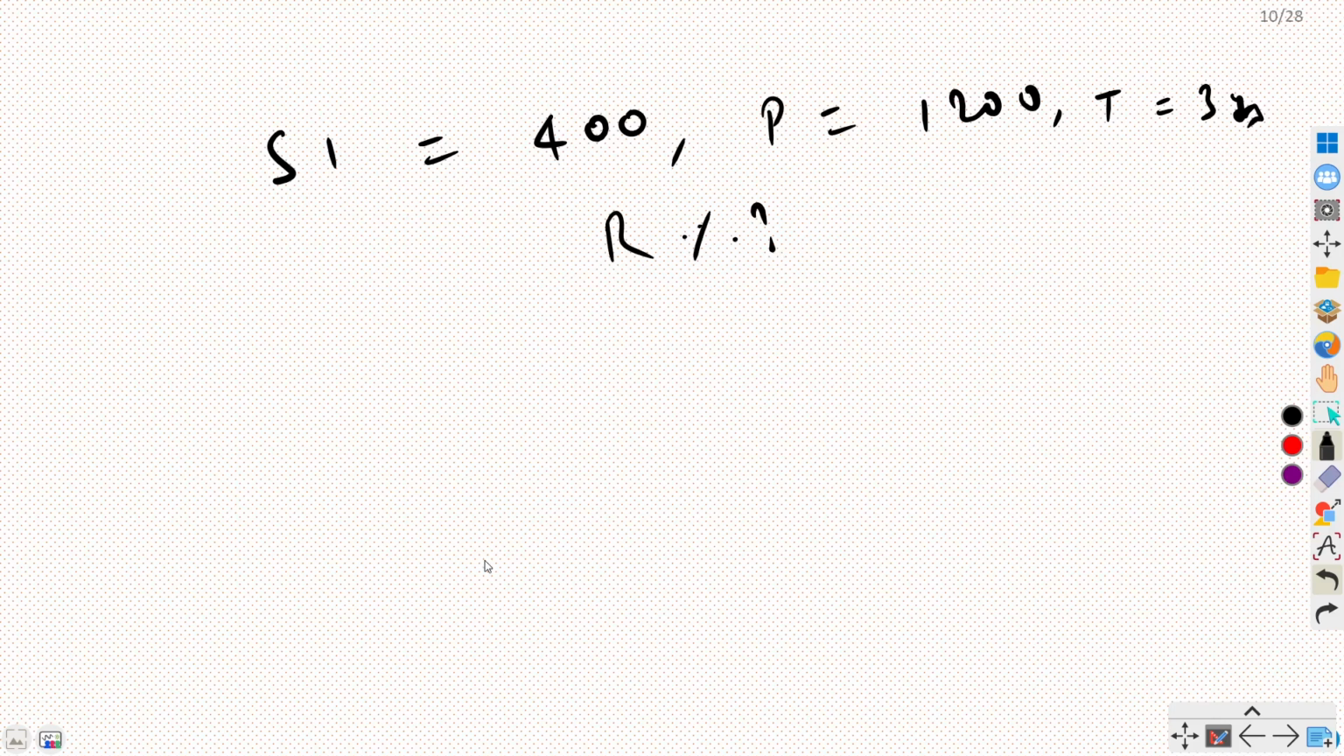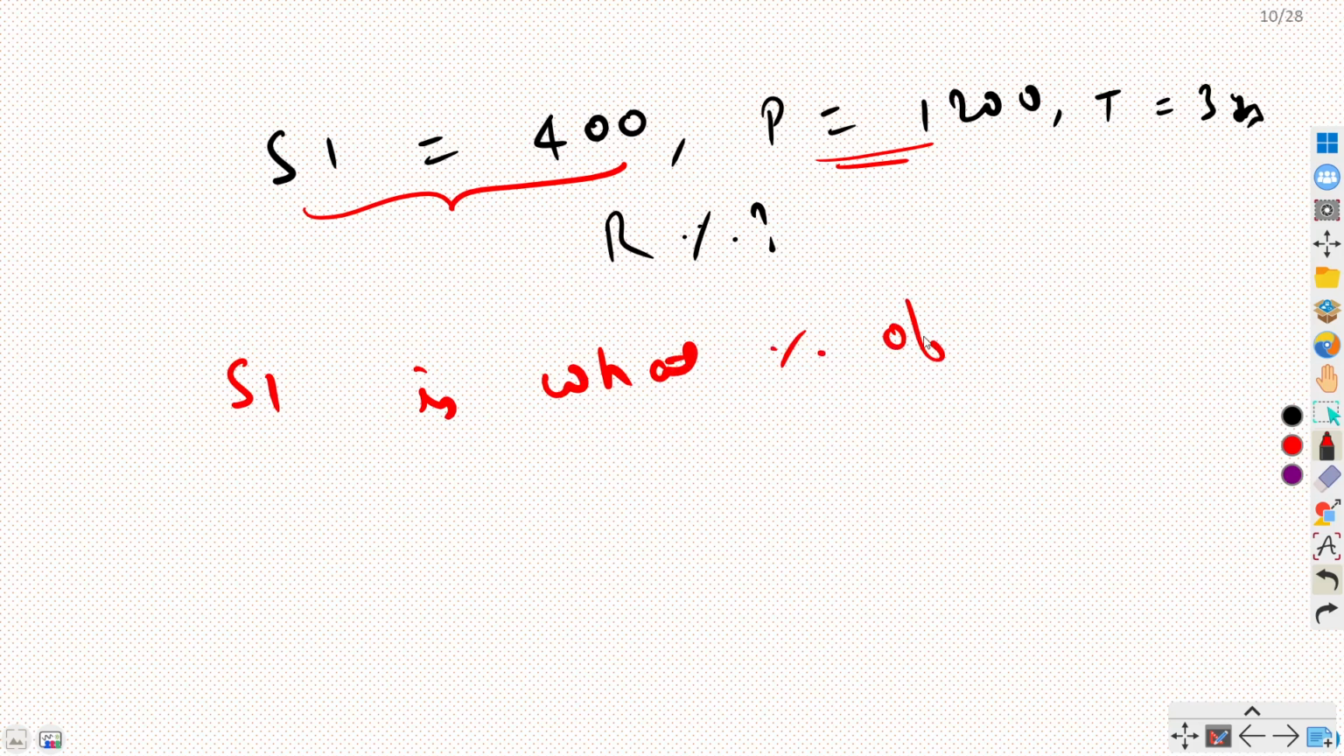Okay, so in all such questions, what we will do is we will always think: what is the SI as a percentage of my principal? So SI is what percent of principal. You will always ask this question to yourself, and you will always approach the question in this way only. SI is what percentage of my principal. And what is that percentage? This is generally R into T percent.